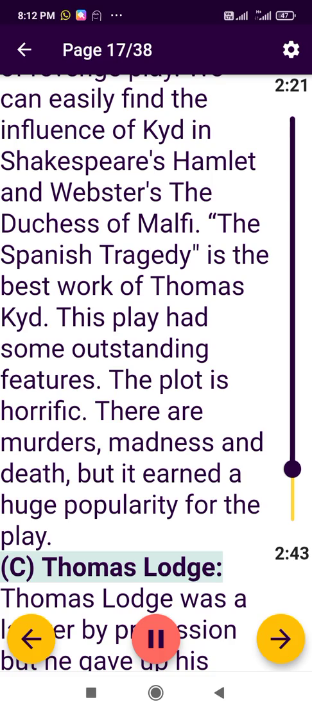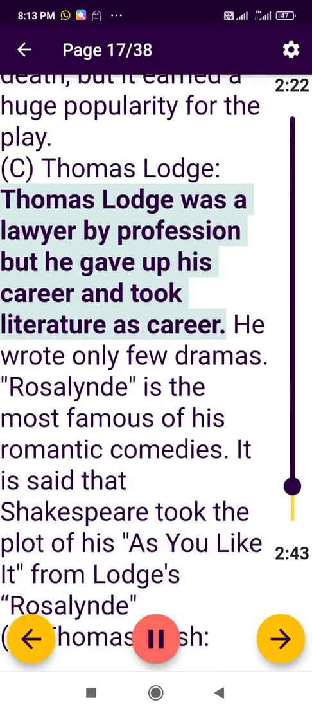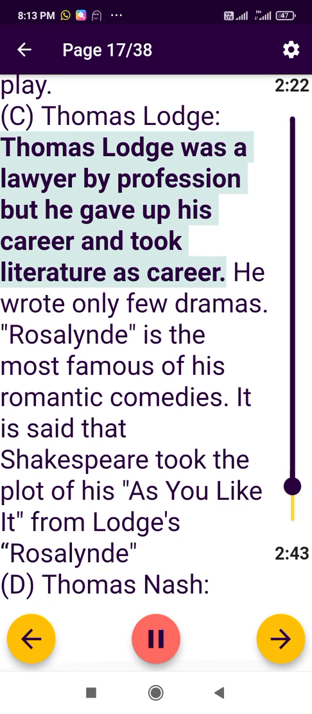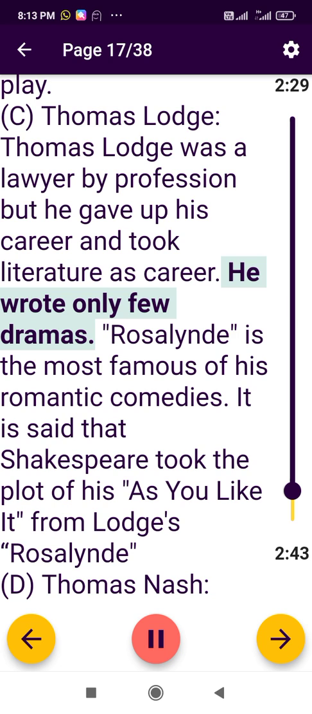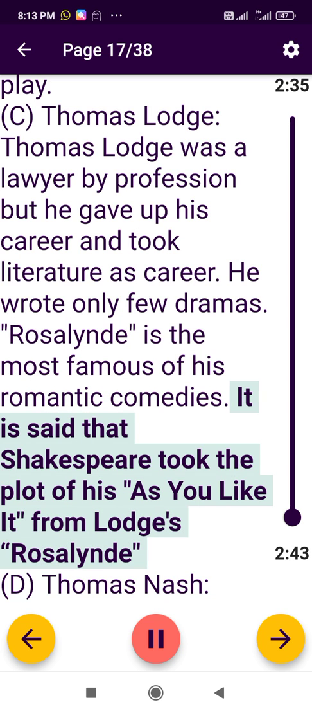C. Thomas Lodge. Thomas Lodge was a lawyer by profession, but he gave up his career and took up literature as a career. He wrote only a few dramas. Rosalind is the most famous of his romantic comedies. It is said that Shakespeare took the plot of his As You Like It from Lodge's Rosalind.